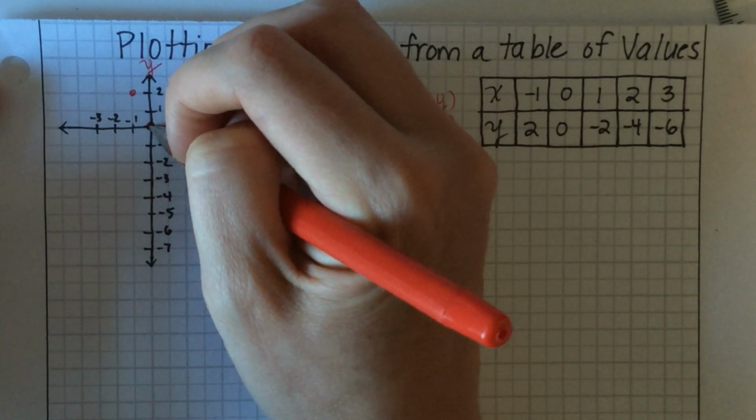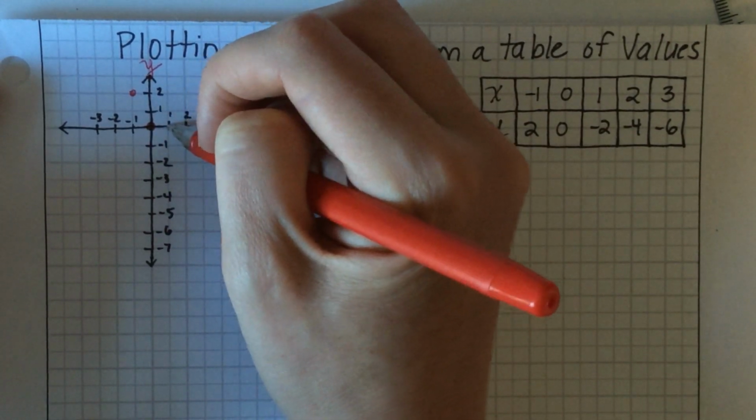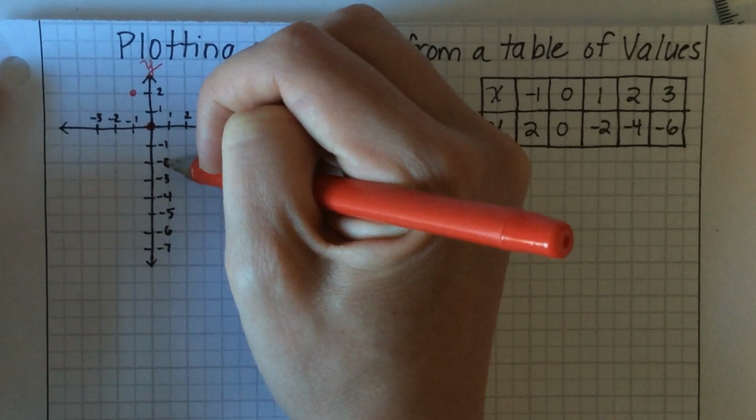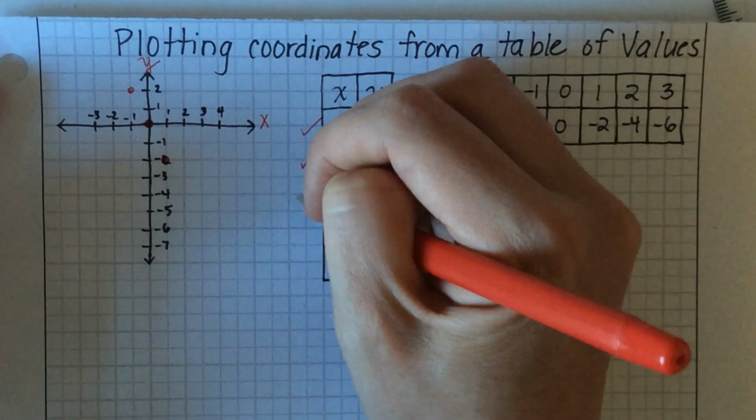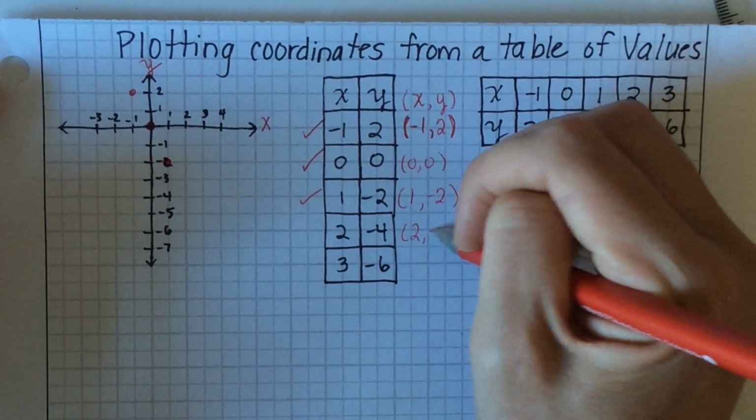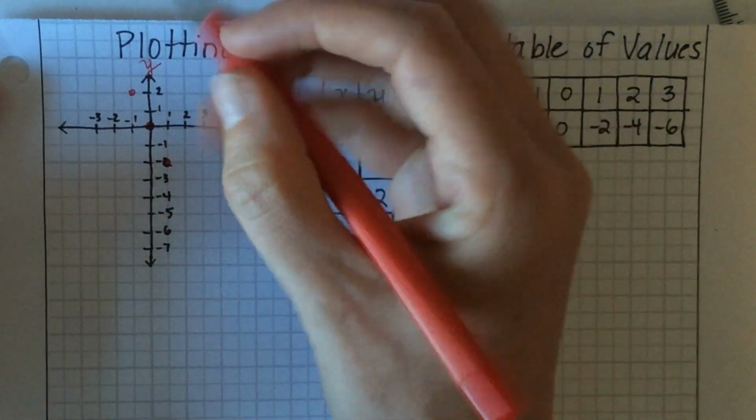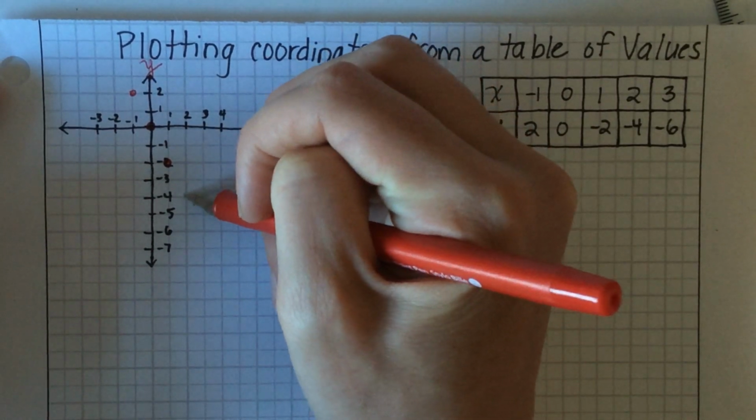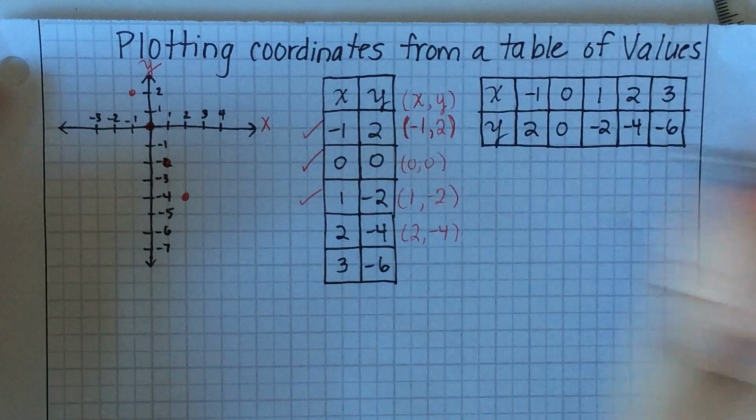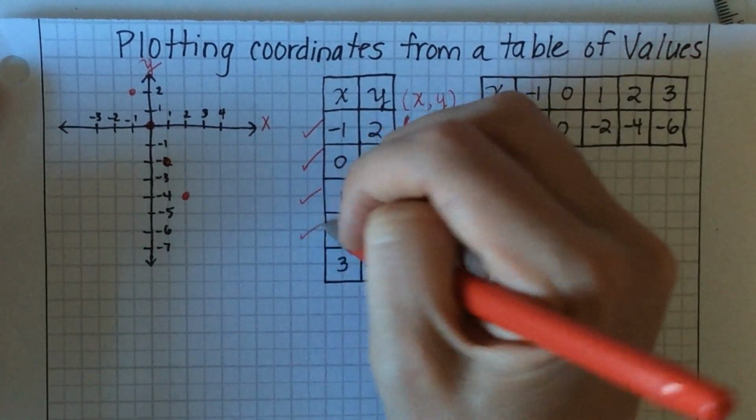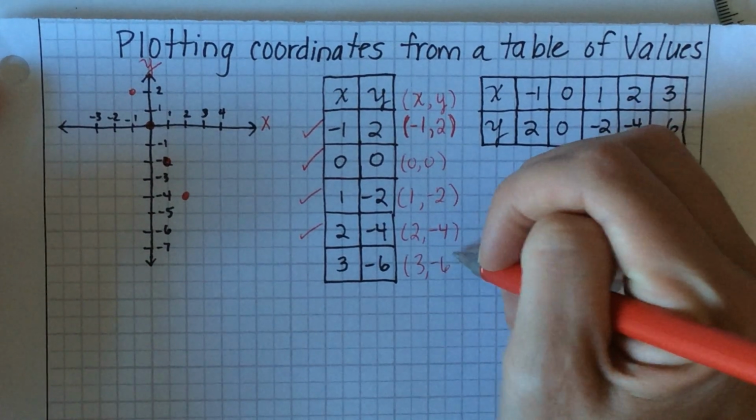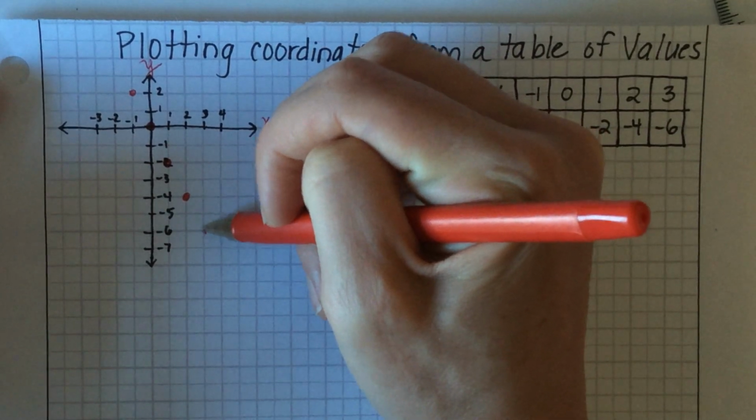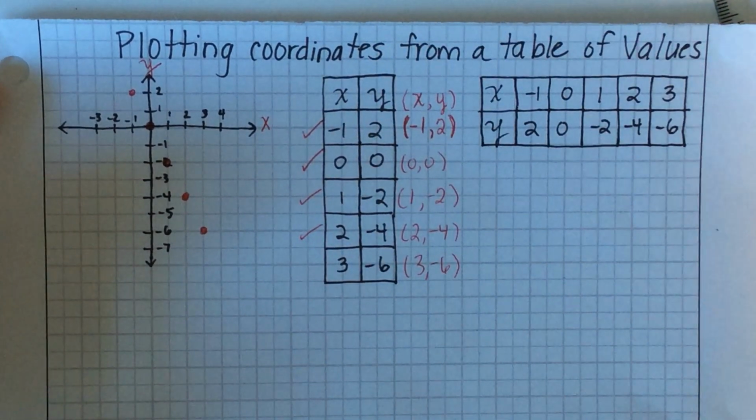This next one is 1, -2. So I'm going to go to +1 on my x-axis, and then I'm going to go to -2 on my y-axis. My point is right there. Okay. Then we have 2, -4. So I will go to +2 on my x-axis and -1, 2, 3, 4 on my y-axis. So there's that point, and then my last point is 3, -6. So I go to 3 on my x-axis and down to the -6 on my y, and I plot my last point.